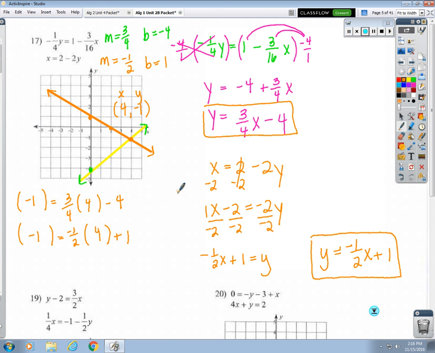Well, yeah. That's just 12 over 4, which is 3. 3 minus 4 is -1. -4 over 2 is -2. -2 plus 1 is -1.